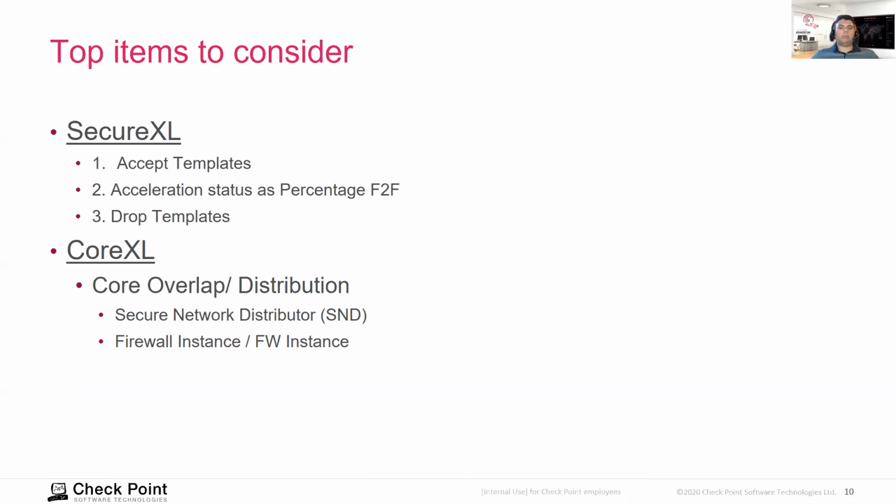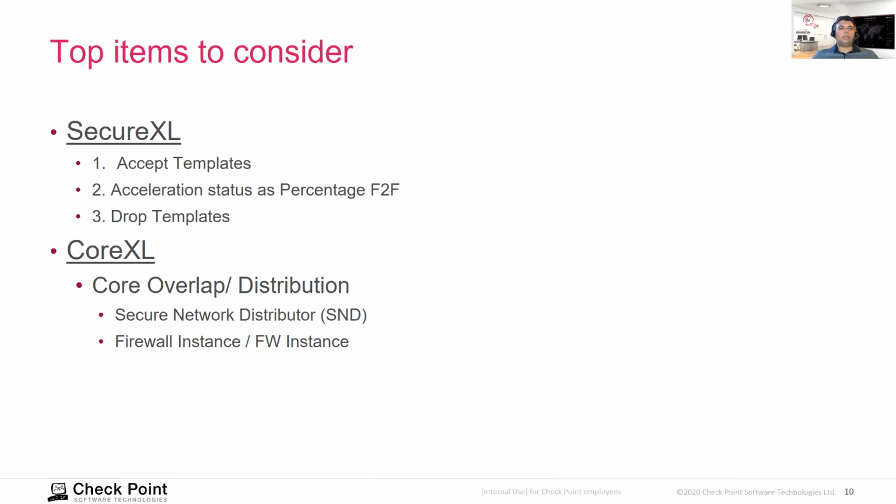So the accept templates is basically just checking, do you have SecureXL enabled? Drop templates are going to assist the firewall in handling items such as a denial of service attack, where it needs to be able to stop traffic accelerated. So if it's deemed that a connection or a packet type could be dropped, it'll allow the acceleration of further connections.